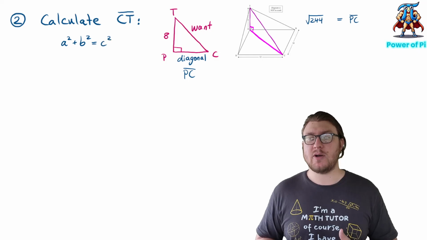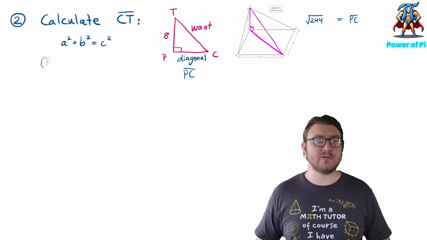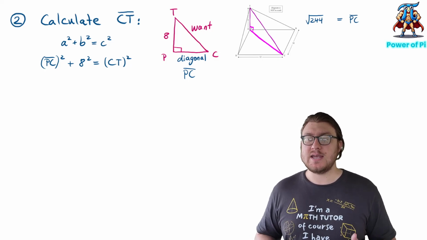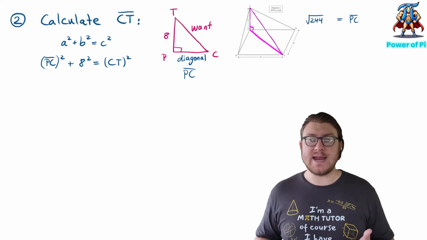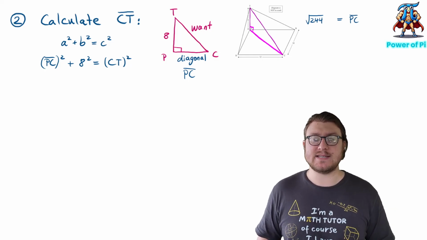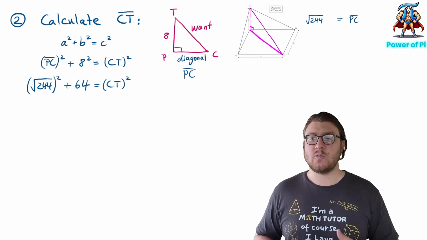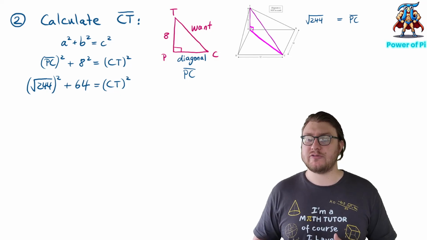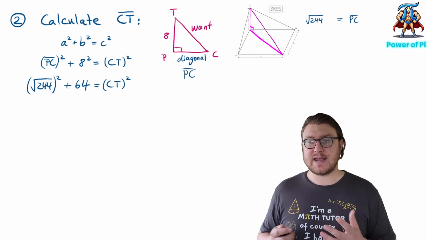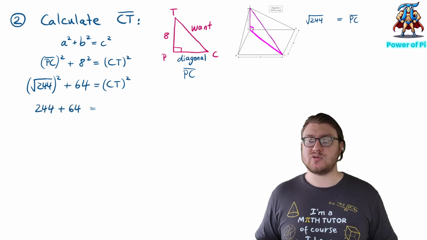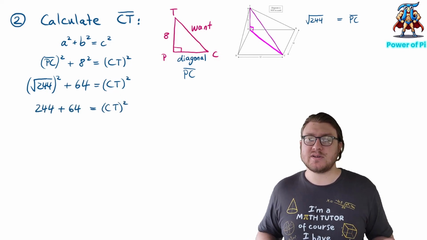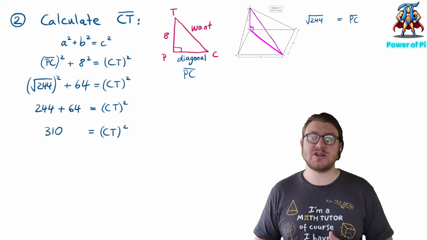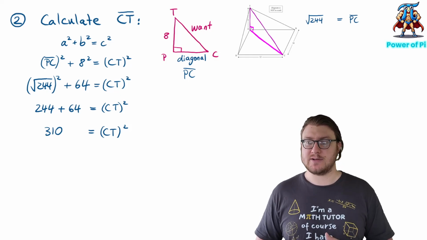So now we can go ahead and again use Pythagoras theorem here and substitute in our values. Now here the shorter sides are going to be 8 and the diagonal PC. So let's put all the values in. We know what the numbers are. The square root of 244 squared, they kind of cancel out. So that's just going to be 244. But feel free to do this just in the calculator to get the answer that 310 is CT squared.